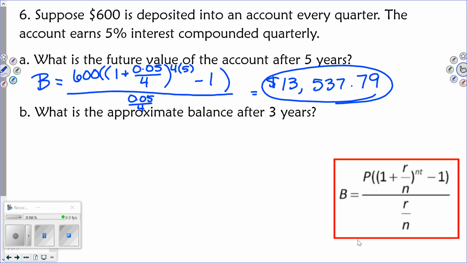All right. Now, part B, what's the approximate balance after 3 years? Let's arrow back up to that equation. Make your life easy. Let's change that so it's 3 years. And see what we get. So I got 7,716 and 22 cents. Yes, good.